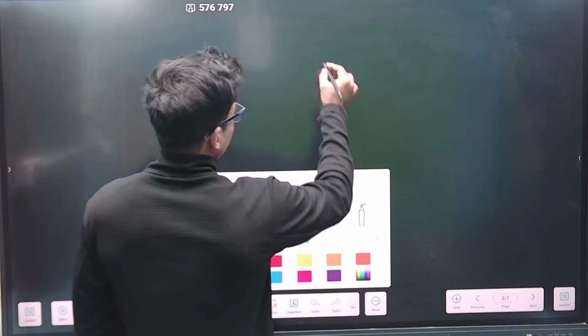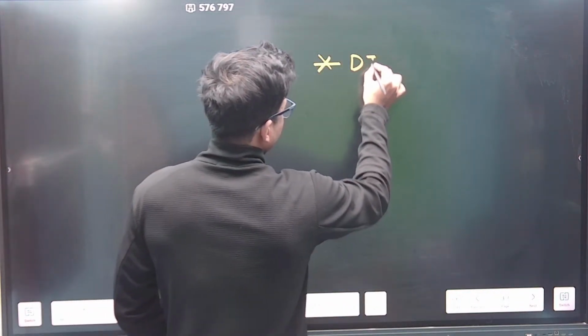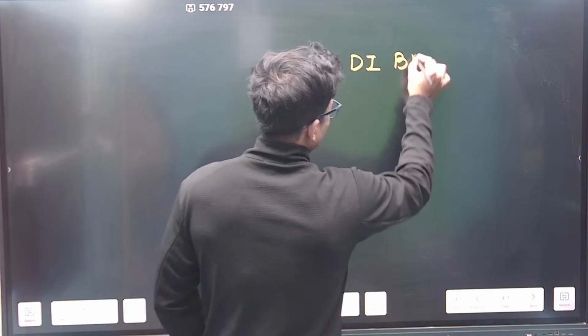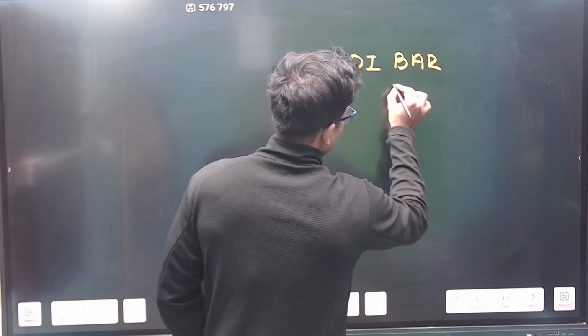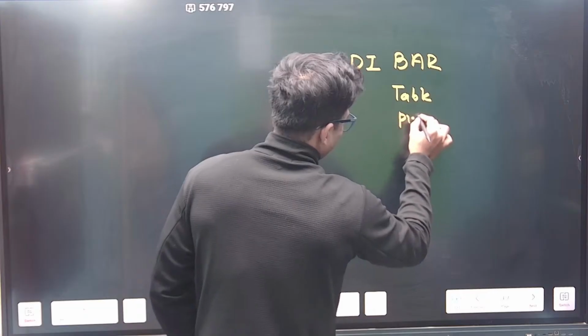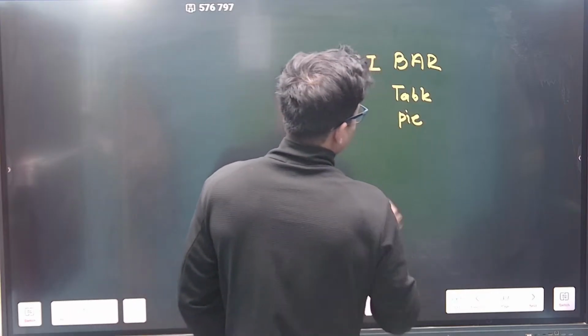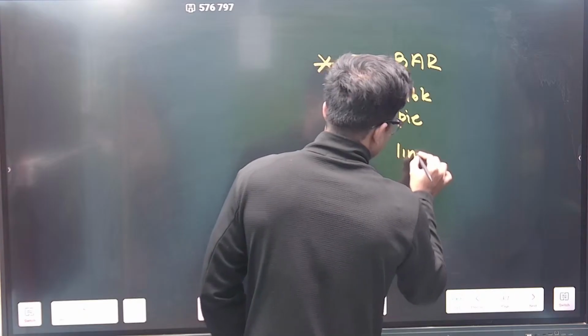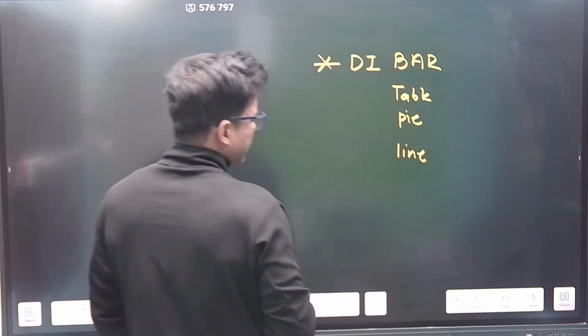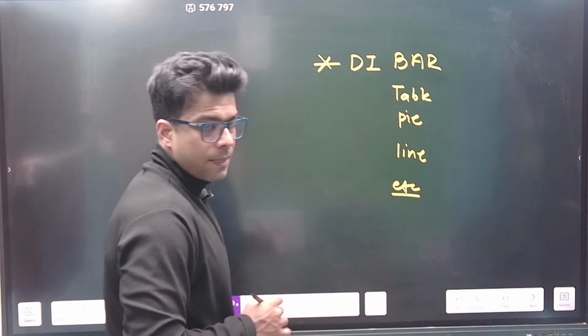For example, I have taken DI with a bar, isn't it? Yes, we have taken table, we have taken pie. We also did some questions of line, and etc. And I have also shared the PDF to all of you.